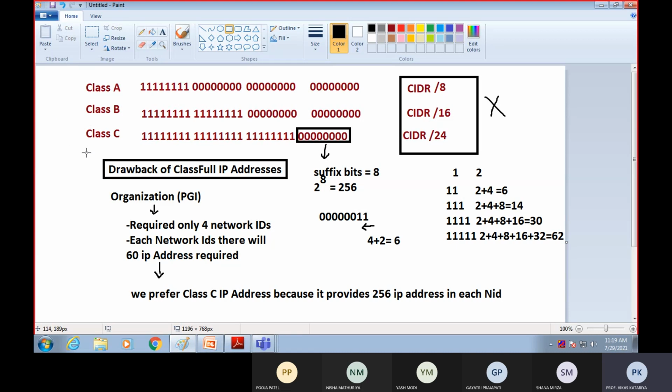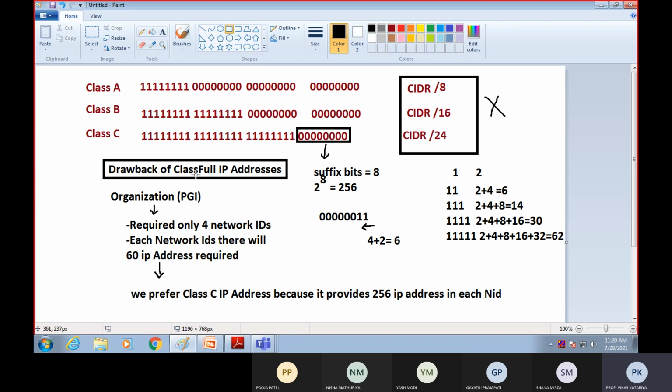By default, in class C, there are a total of 8 bits that work as the suffix bits, which provide the total number of hosts in the network. According to 8 bits, we get a total of 256 hosts, but we required only 60 IP addresses. But by default, the availability is 256 IP addresses. So many IP addresses are wasted, approximately 196, that are not used by any computer system. So somehow we have to preserve the IP addresses from this wastage, right?